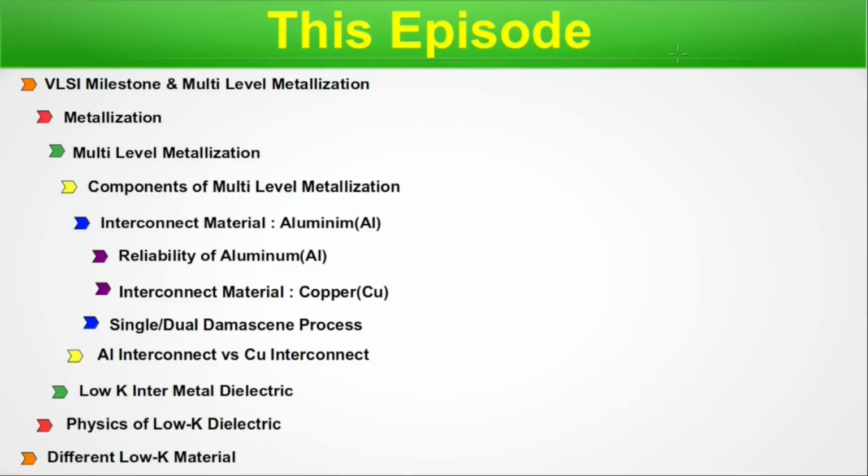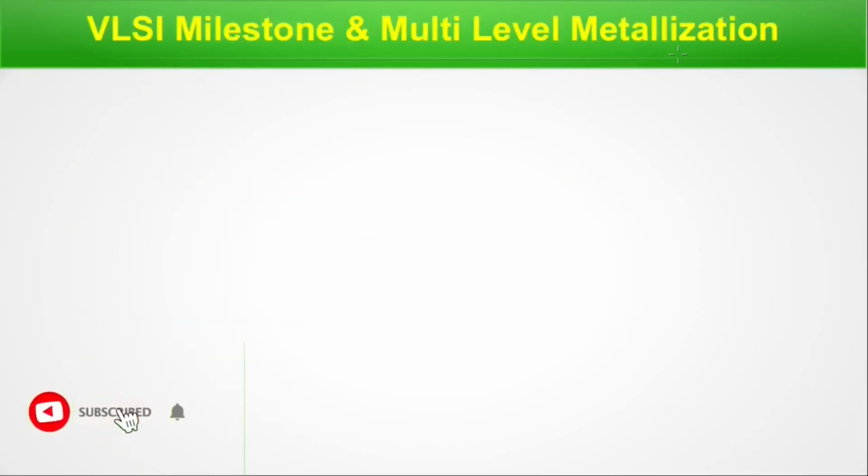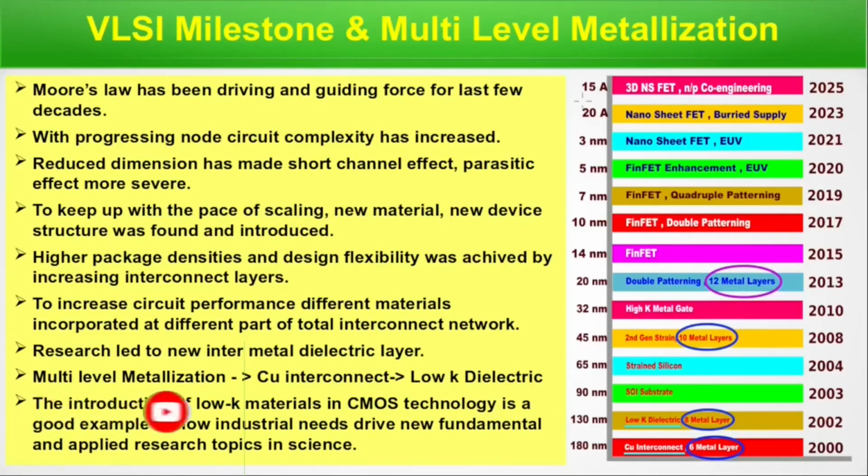We are done with this slide, so we will move to the next slide. VLSI milestone and multi-level metallization. This diagram, we are taking reference from the last few episodes on milestones. Here we can see at 180 nanometer, copper interconnect, 6 metal layers. Then 130 nanometer node, it's low-K dielectric, 8 metal layers. After that 45 nanometer, 10 metal layers, 12 metal layers. Feature size is reducing, number of metal layers are increasing.